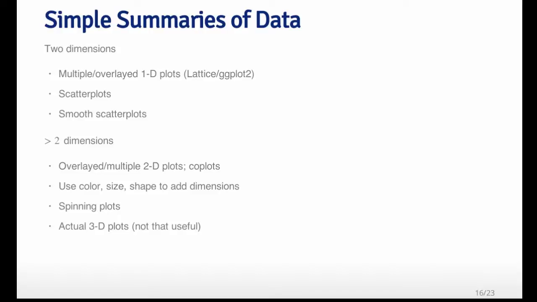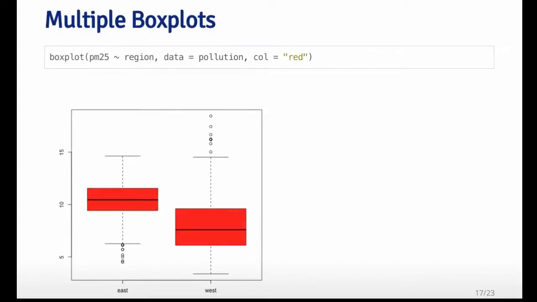You can also use things like color and size and shape of plotting symbols to add dimensions to your data. So here's a way to look at 2-dimensional data. I've got, in one dimension, the east-west variable, which is categorical, and in the other dimension, I've got the PM2.5 variable. And you can see that I've got 2 box plots, one for east and one for west. And you can see that in the east, on average, the PM2.5 tends to be quite a bit higher than it is in the west. And so that's a nice summary of these 2 dimensions.